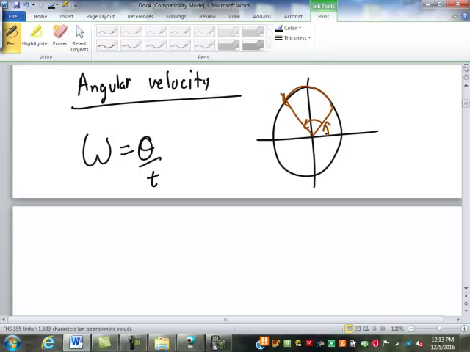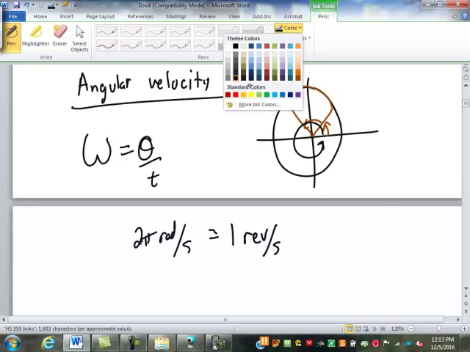So if this is moving at, let's say, 2 pi radians per second, that is saying every second it is going 1 revolution. That equals 1 revolution per second. Have you guys done conversions between angular velocity and RPMs and all that? Yeah, we touched it a little bit. Okay.